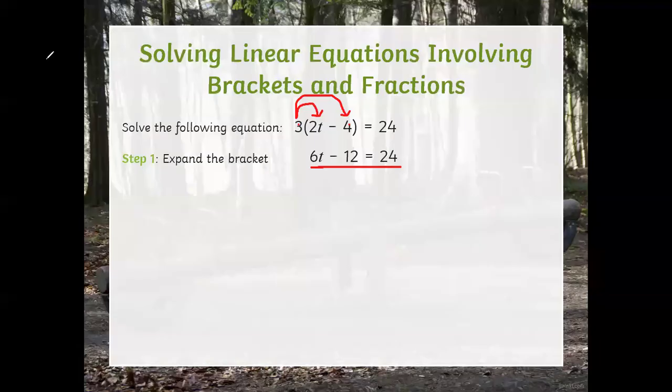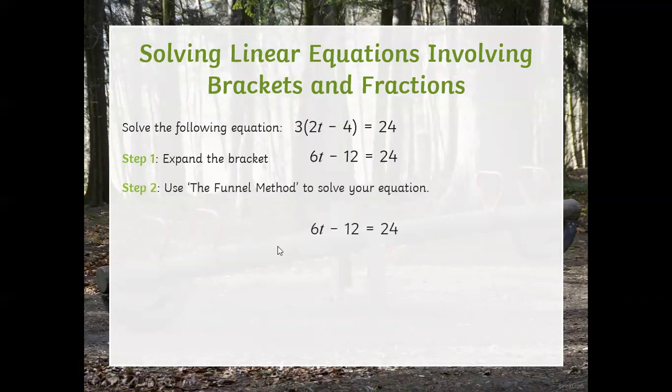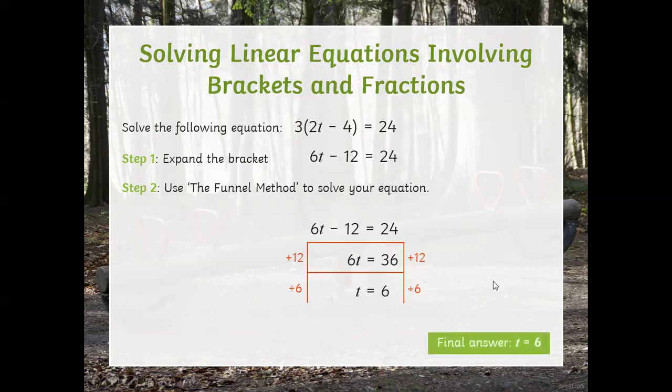So the next thing is you solve it like what you have learned in this topic. You can use that funnel method. 6t minus 12 is 24. What you need to do is find the inverse. Negative 12 means plus 12 on the left, plus 12 on the right. That leaves you 6t is equal to 24 plus 12, which is 36. And then to find t alone, you're going to divide by 6 because this is 6 times t. So divide by 6 on the left, divide by 6 on the right. t is equal to 6. That's it. Final answer. This is how we solve linear equations involving brackets.